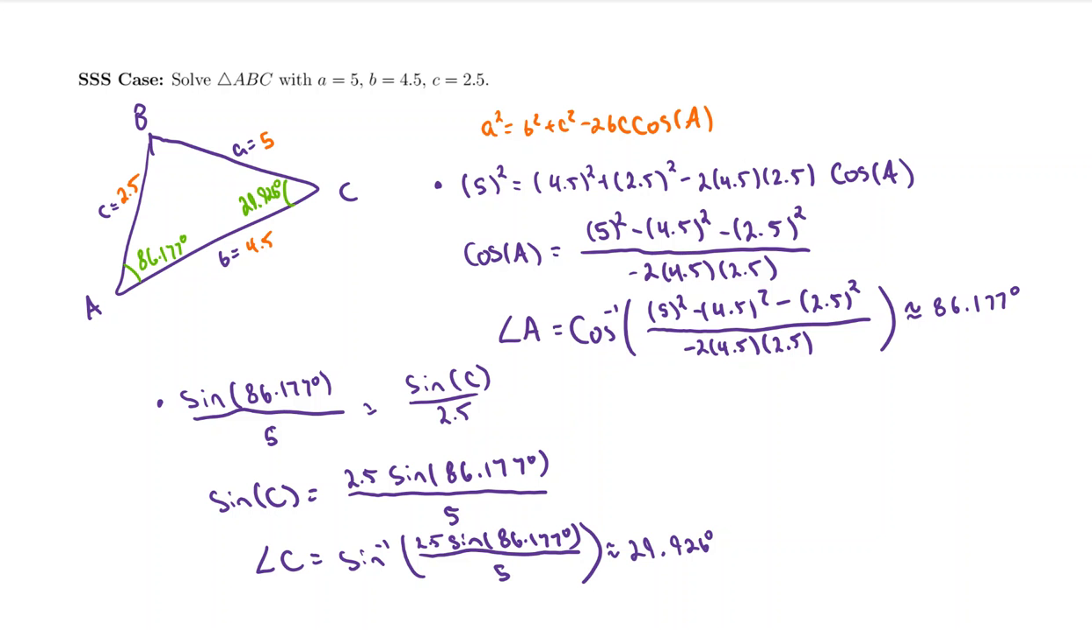But as always, now that we know 2 of our 3 angles, we can subtract them off of 180 to find our third angle. So we will have that angle B is just 180 degrees minus that 86.177 minus the 29.926 to leave us with 63.897 degrees, which I will put up in my triangle here. And with that, I've solved the whole triangle.